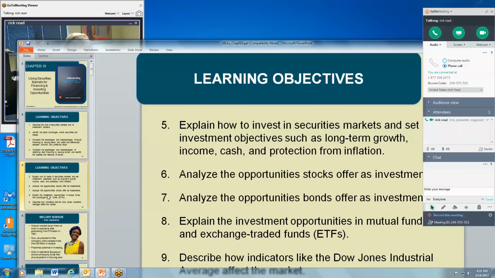We'll explain how to invest in securities markets and set investment objectives such as long-term growth, income, cash, and protection from inflation. We'll look at the opportunities that stocks offer as investments. We're going to analyze the opportunities that bonds offer as investments. We'll explain the investment opportunities in mutual funds and exchange-traded funds, ETFs. And then finally, describe how indicators like the Dow Jones Industrial Average affect the market.